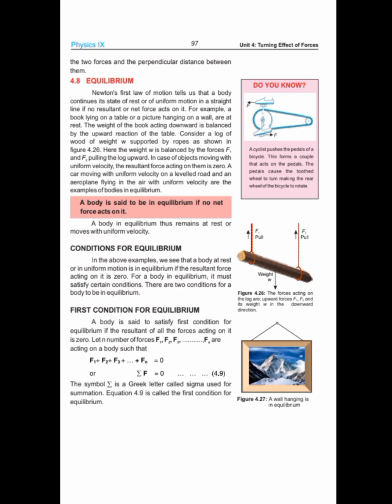Newton's first law of motion tells us that a body continues its state of rest or uniform motion in a straight line if no resultant or net force acts on it. For example, a book lying on a table or a picture hanging on a wall are at rest. The weight of the book acting downward is balanced by the upward reaction of the table.